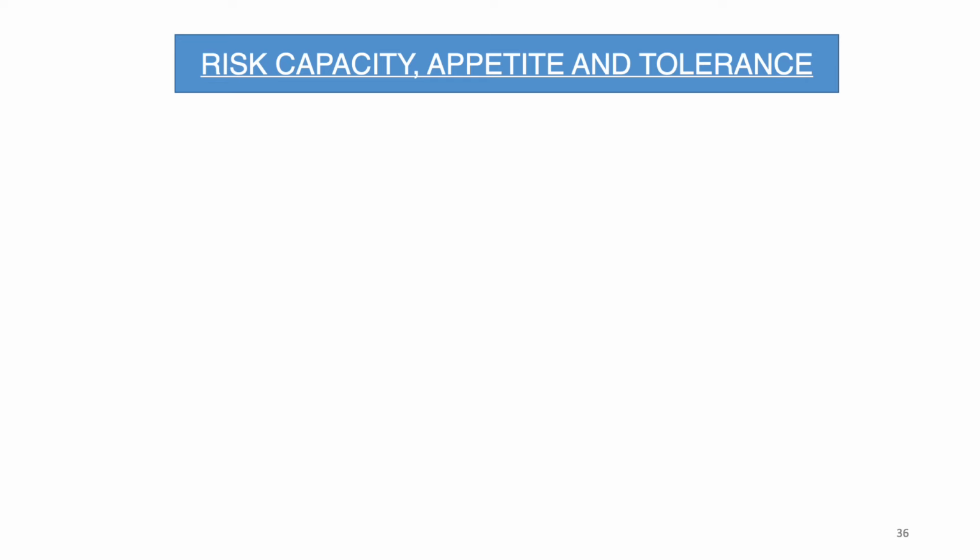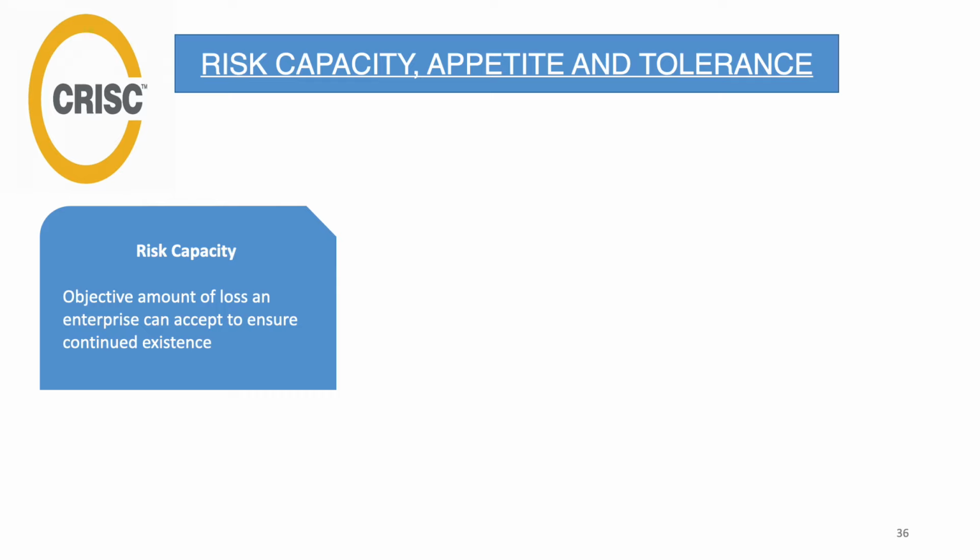So let's discuss risk capacity, appetite, and tolerance. Let's understand it in a simple way. What is risk capacity? We can say the maximum risk an organization can afford to take. What is risk tolerance? Risk tolerance levels are accepted deviations from the risk appetite. They are always lower than the risk capacity.